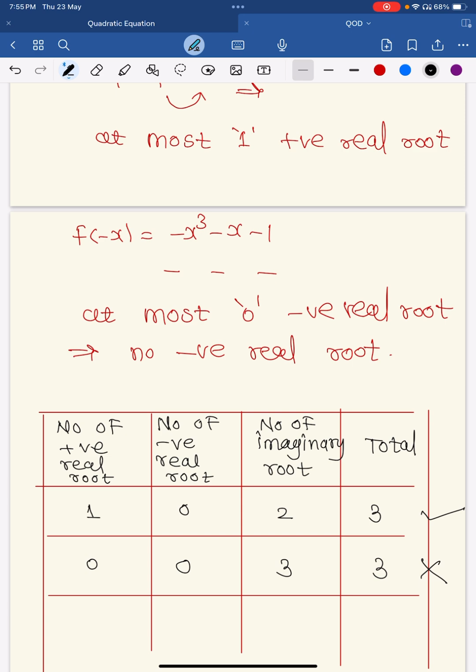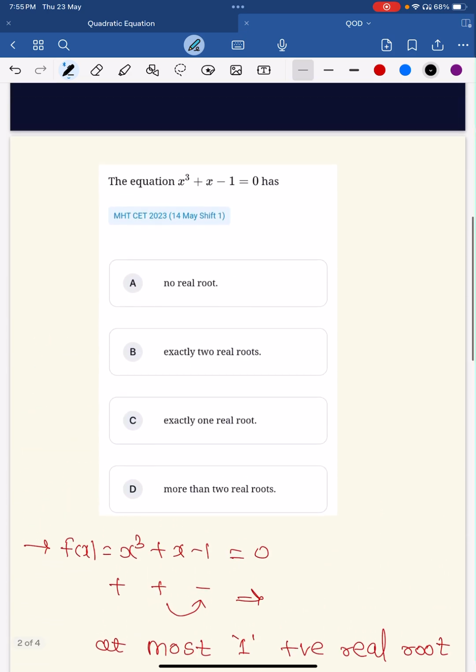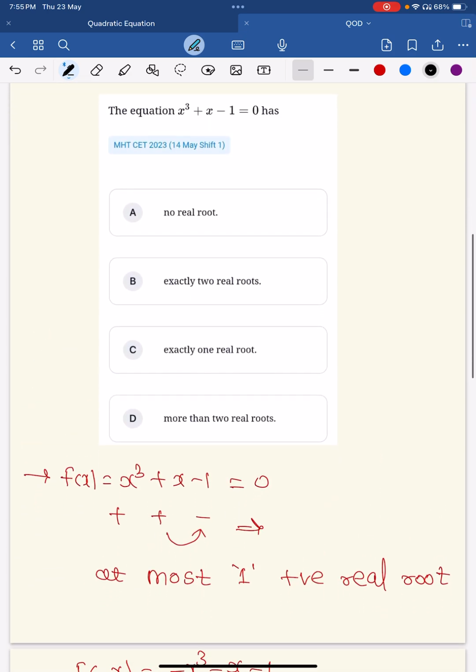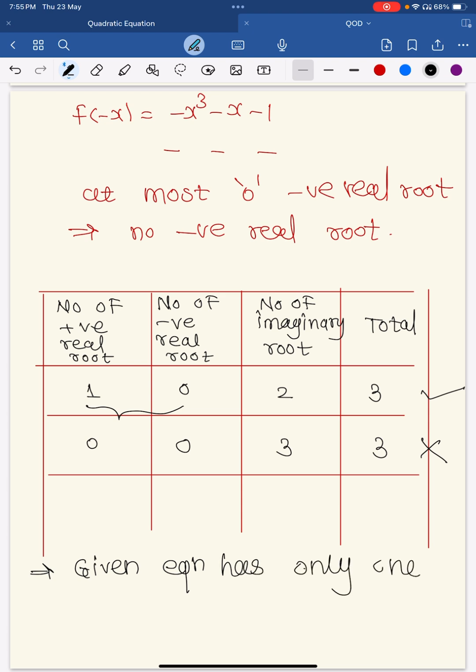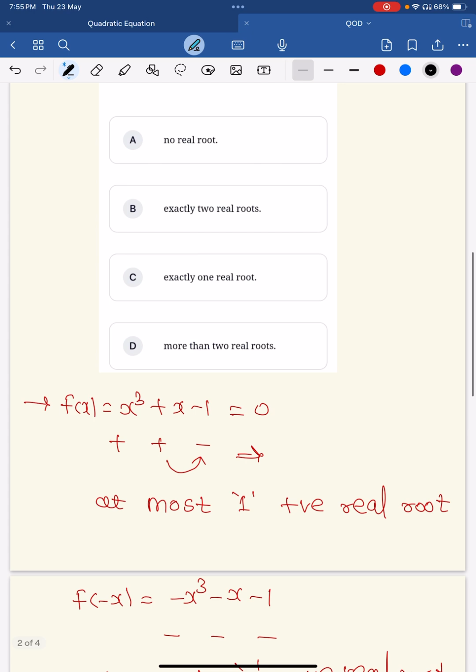We have to find out how many real roots the given equation has. From the conclusion, the given equation has only 1 positive real root and 0 negative real roots. So from that we conclude that the given equation has only one real root. So option C is the correct answer.